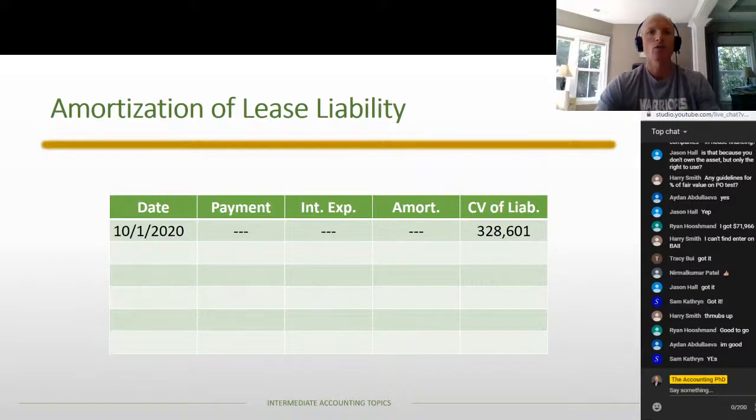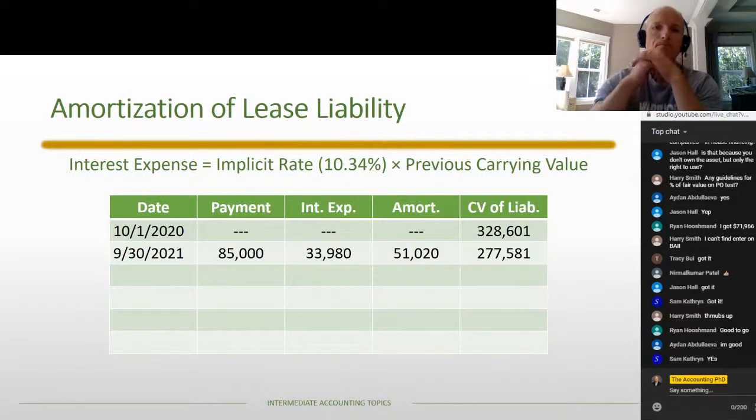And so initially, of course, we signed the lease on October 1st, 2020. The initial carrying value of the lease liability is that present value of $328,601. So that's how we start. We assign that present value of the minimum lease payments as the initial carrying value of the lease liability. And so from there, we start the amortization process. Now, notice that again, just like we did before with amortization tables, we ignore fiscal year ends. They're important for journal entries, but they aren't important for the amortization process.